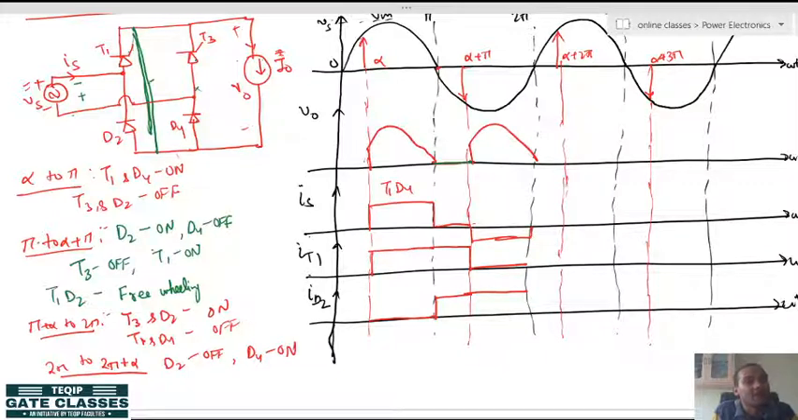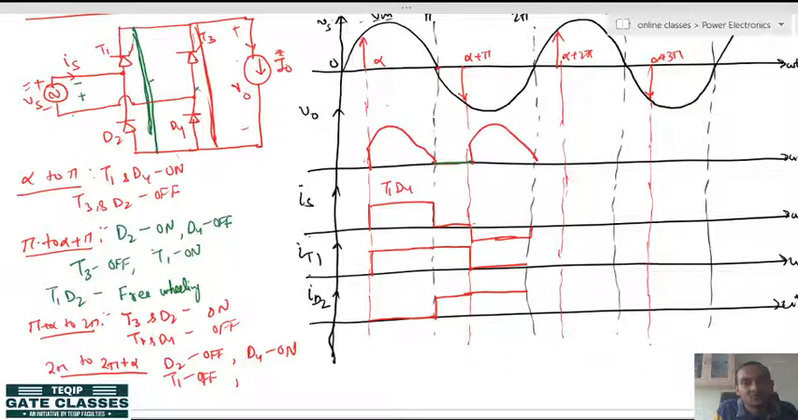But T1 cannot be on. T1 will be off because of the absence of a gate pulse or firing angle. So, this inductor will try to keep T3 forcefully on. Now, when T3 remains on forcefully, D4 is on here and T3 is on here. So, this branch will become short circuited. This T3 and D4 will become short circuited.